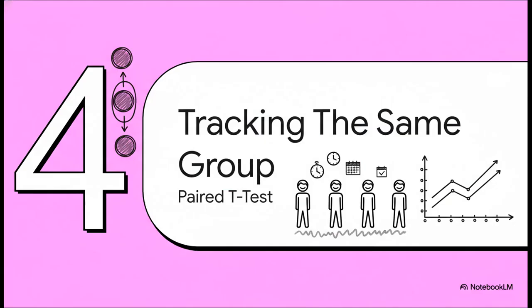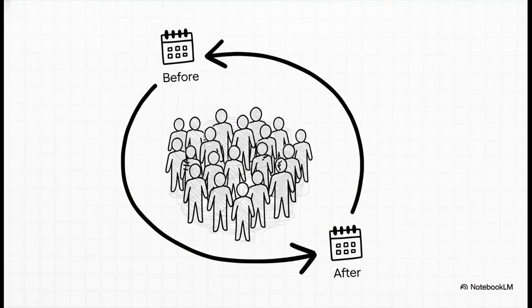But what if your goal isn't to compare two different groups? What if you want to track the progress of the same group over time? Well, that calls for a completely different approach. For this, we have the paired t-test. Think of this as the before and after test. You're measuring the very same subjects twice to see if some kind of intervention actually had an effect.